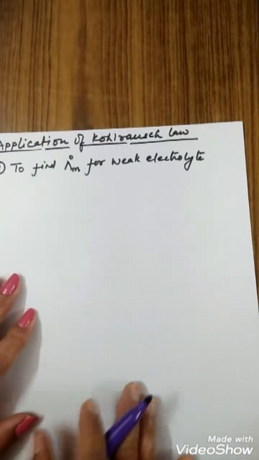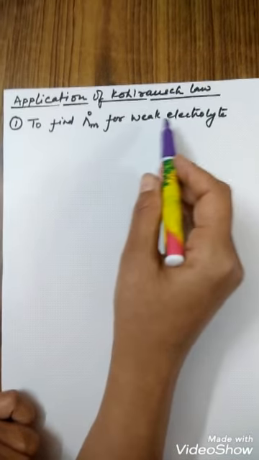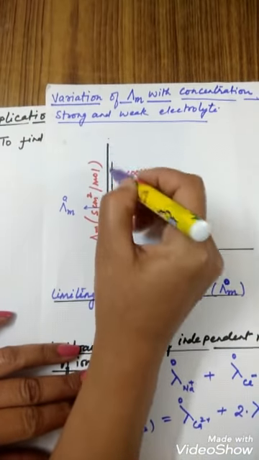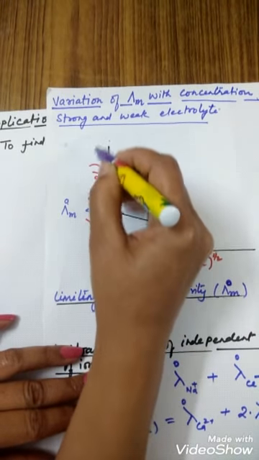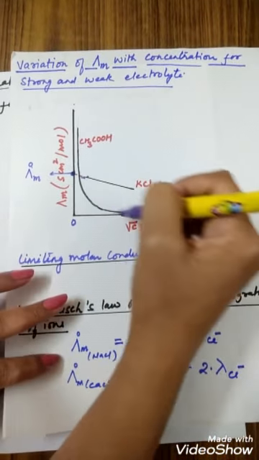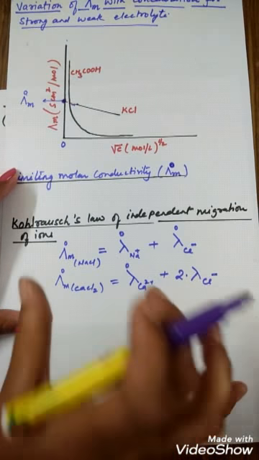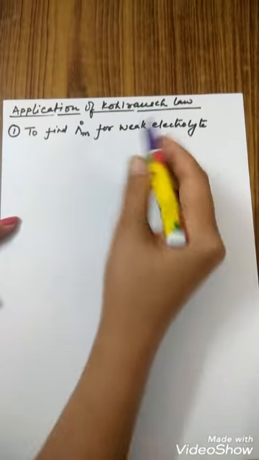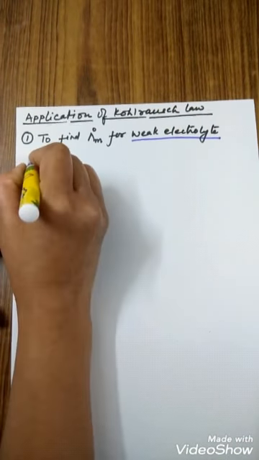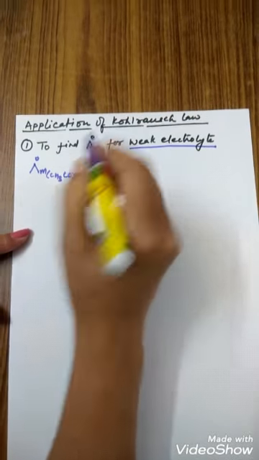Now, coming to the applications of Kohlrausch law, a very important application is to find lambda m naught for a weak electrolyte. Earlier I told you the drawback of the graphical method: we cannot find lambda m naught for a weak electrolyte because the curve becomes parallel to this axis. It will never cut this axis. But by using Kohlrausch law, with the help of strong electrolytes, we can find lambda m naught for weak electrolytes. For example, if we have to find lambda m naught for acetic acid, it is a weak electrolyte.